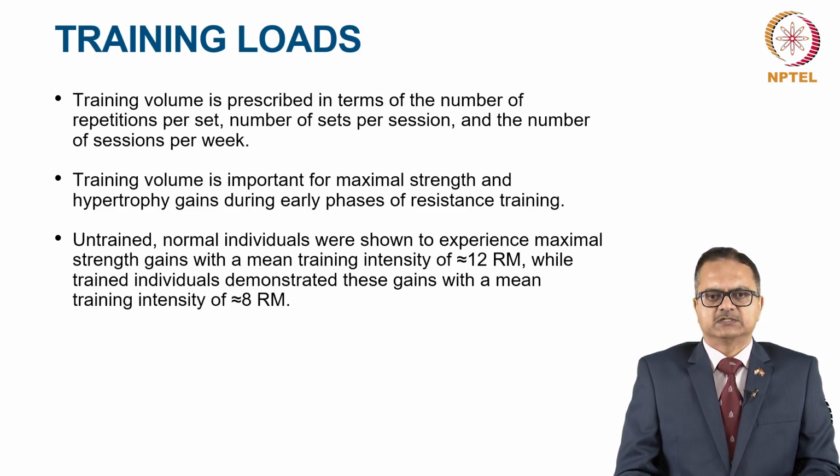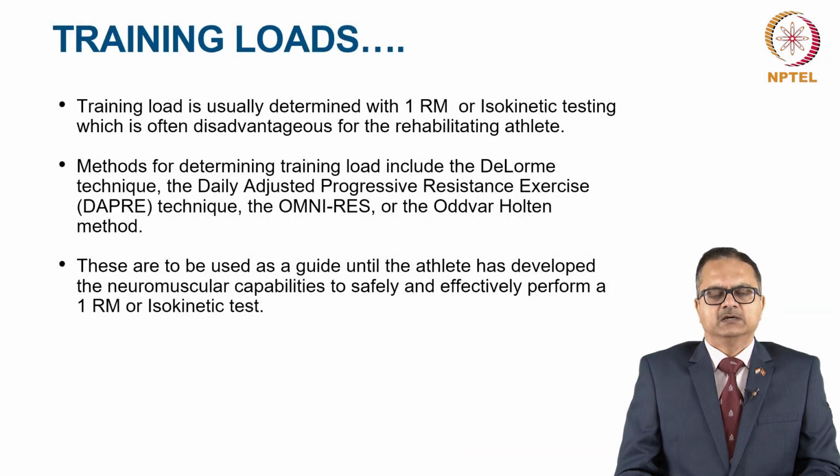Untrained novice individuals are shown to experience maximal strength gains when the training intensity is around 12 RM, while trained individuals demonstrated these gains with a mean training intensity of 8 RM. Training load is usually determined with a 1 RM or isokinetic testing. These are techniques which are used to load the athlete on a machine and to test what is called 1 repetition maximum, or you can use an isokinetic dynamometer.